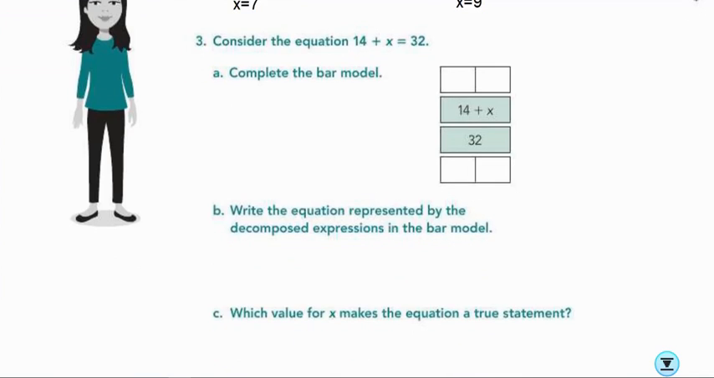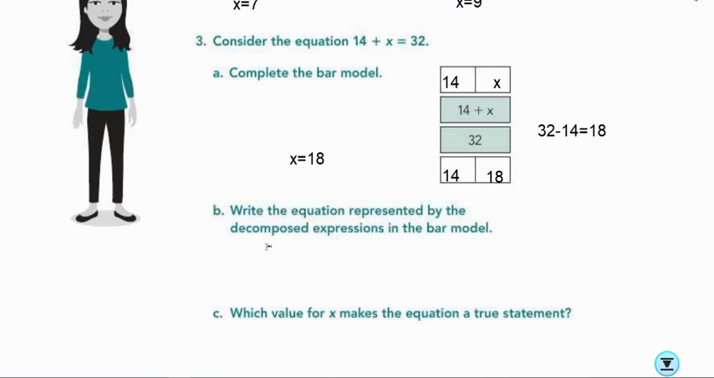If we go down, it says complete the bar model. In the first section, I'm going to put 14, and then I'm going to put x in the next section. Down here, I take the 14 straight down, and I'm going to put 14 again. So I have to figure out 14 matched up with what number makes 32. And so I can subtract. I can take 32 minus 14, and 32 minus 10 is 22, and then 22 minus 4 is 18. And so right here, this is 18. x is equal to 18.